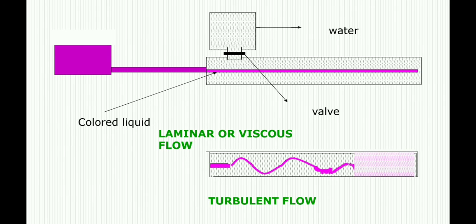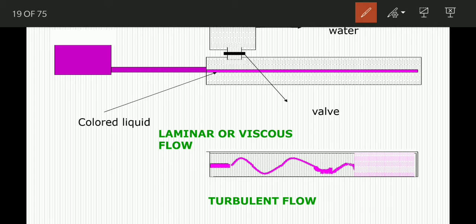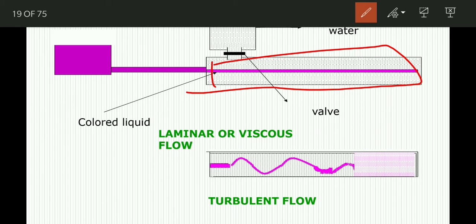Reynolds performed an experiment to determine whether the flow of fluid is laminar or turbulent. For this experiment, he took a glass tube connected to a reservoir of water. The rate of flow of water is adjusted by the valve. As you can see, here is the glass tube, connected with the reservoir which is filled with water. This is the reservoir of water. Then this reservoir is connected with the valve. This is the valve.